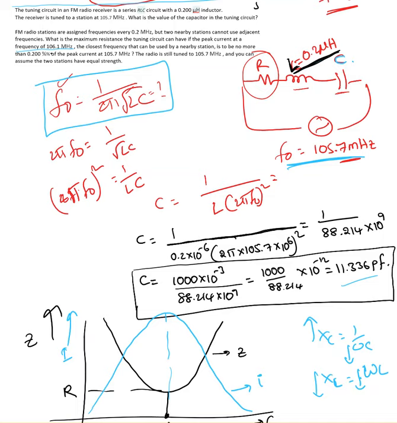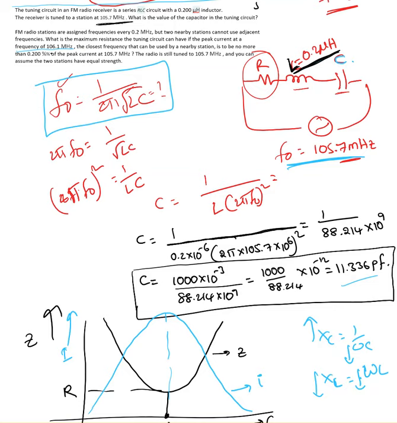Here is the next question. It took me a while to interpret the question first. Anyway, here is an RLC series circuit. You have R, L, and C, and the L value is given, which is 0.2 microhenry. The R value is unknown, the C value is unknown, but he mentioned the station will have a frequency of 105.7 megahertz.